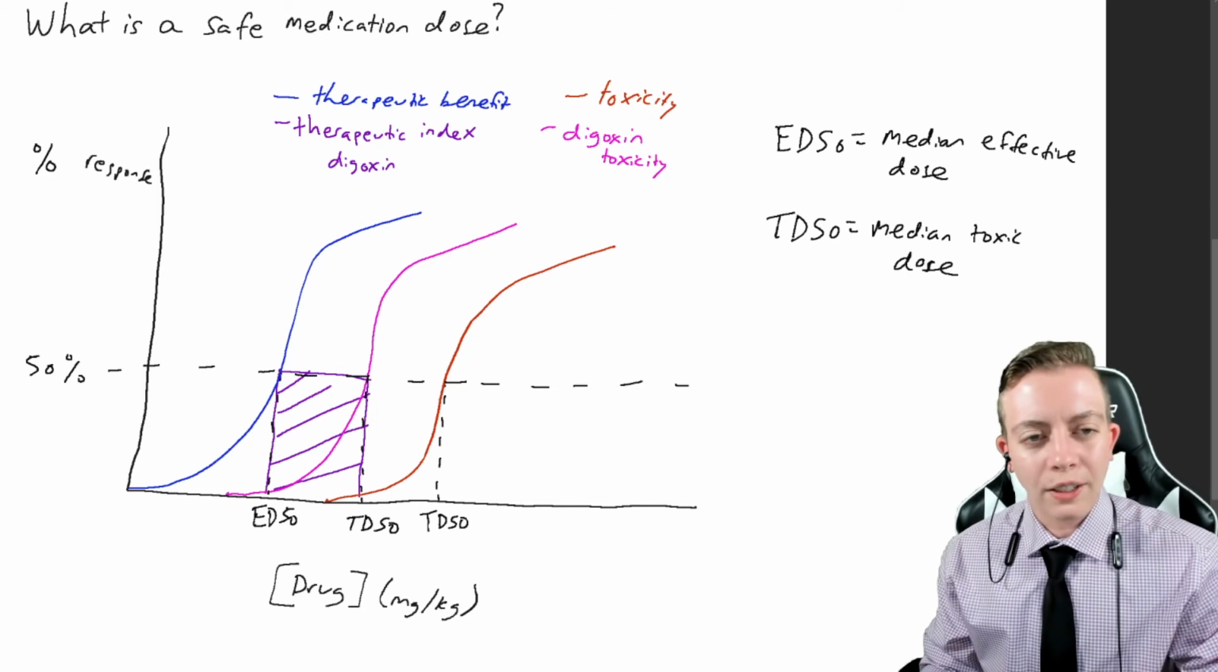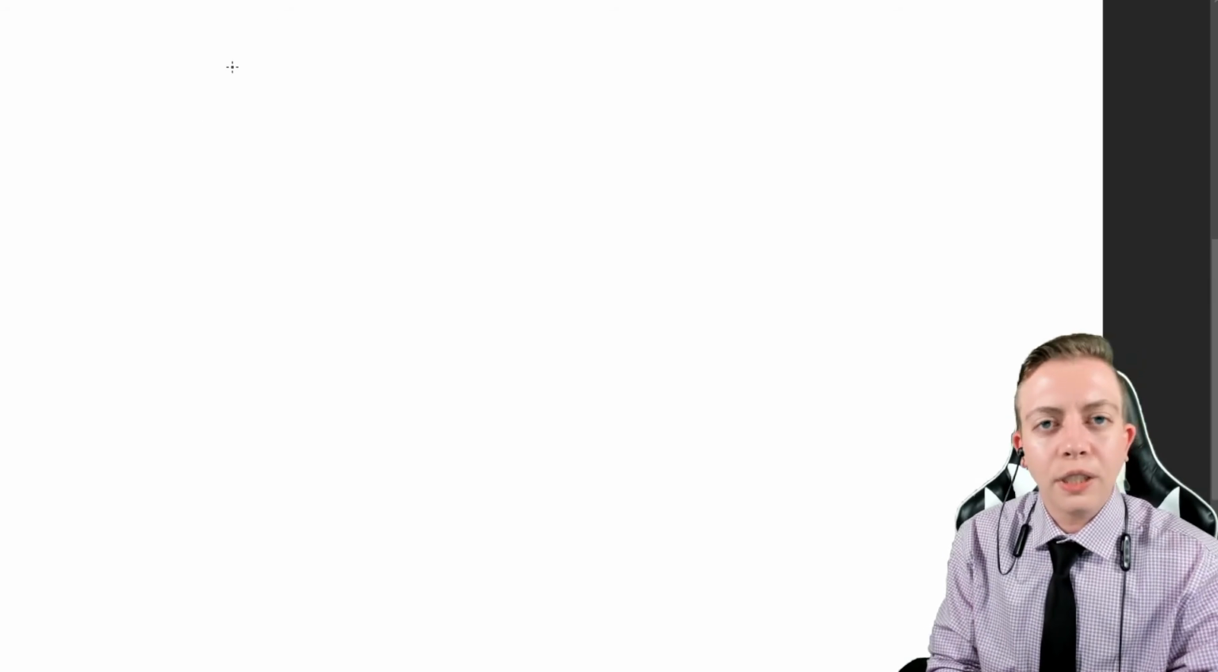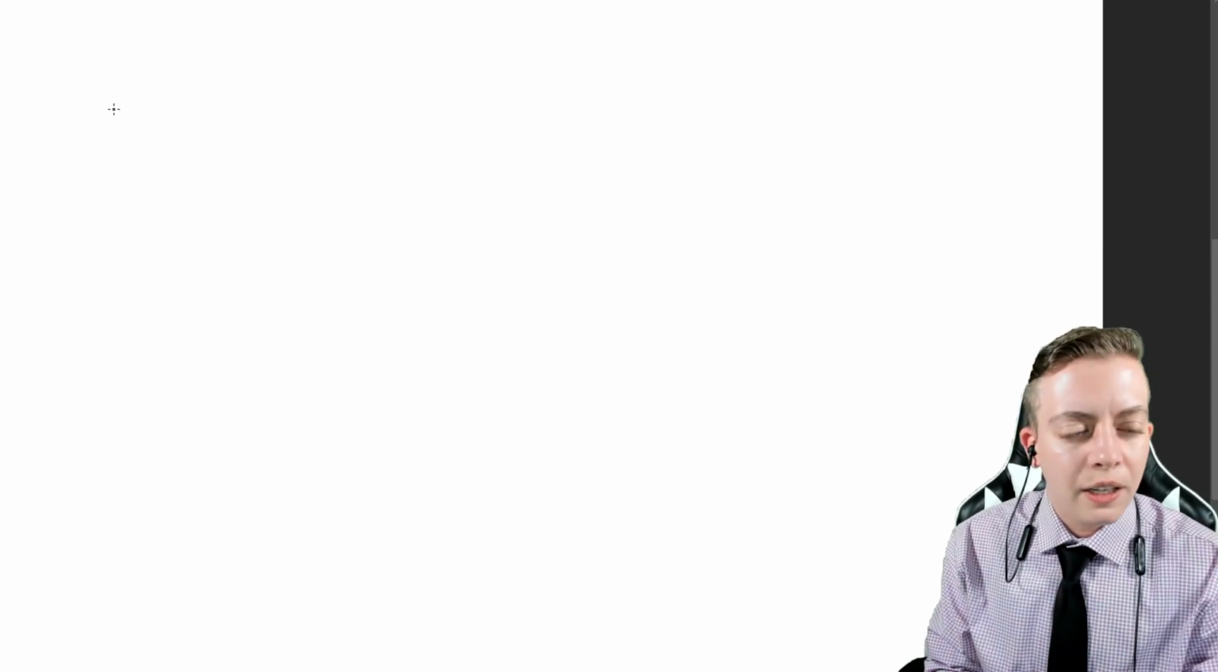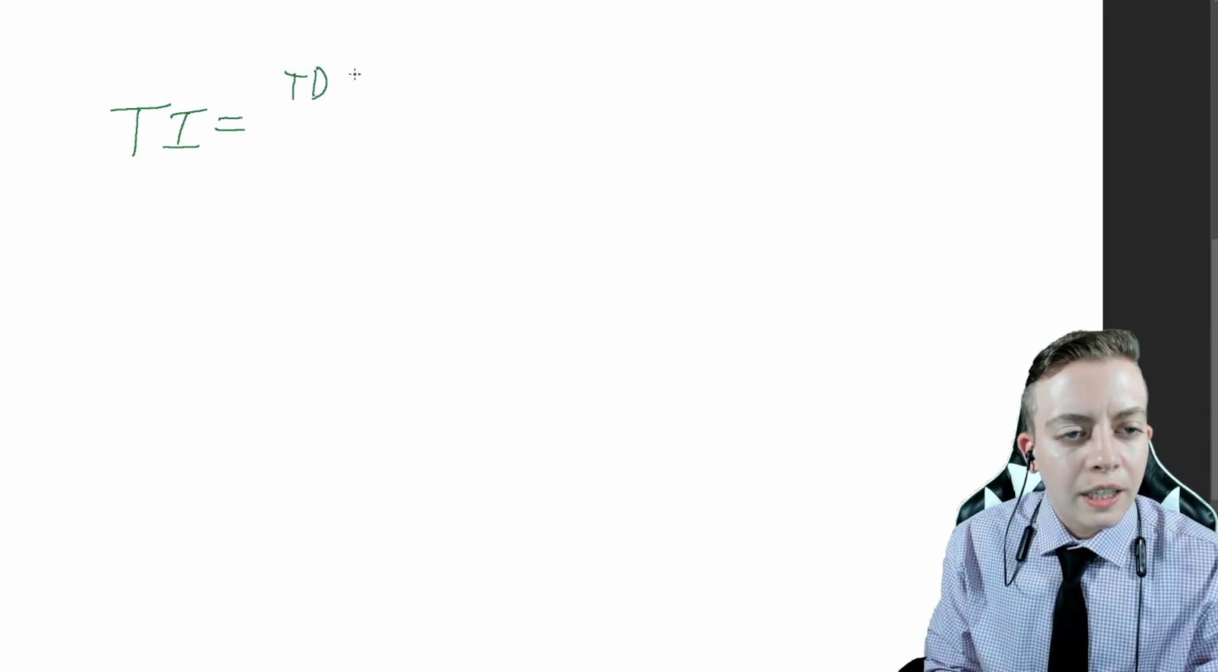So how do we calculate this out? We are going to use these numbers. We don't need to draw a graph every single time we do this, but we can use these two numbers, the ED50 and the TD50, to determine how far this gap is and kind of what we're dealing with. How safe is this drug to prescribe? So our TI, our therapeutic index, is going to be equal to the TD50 divided by the ED50.